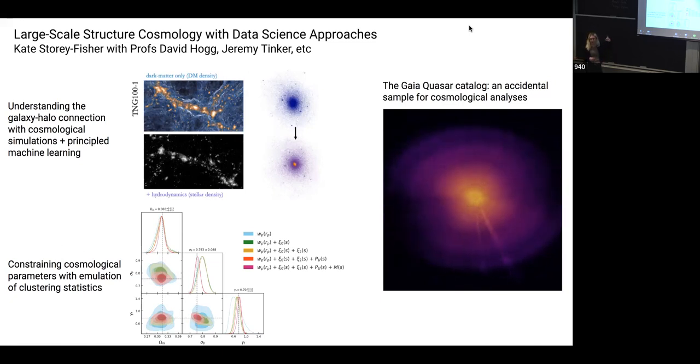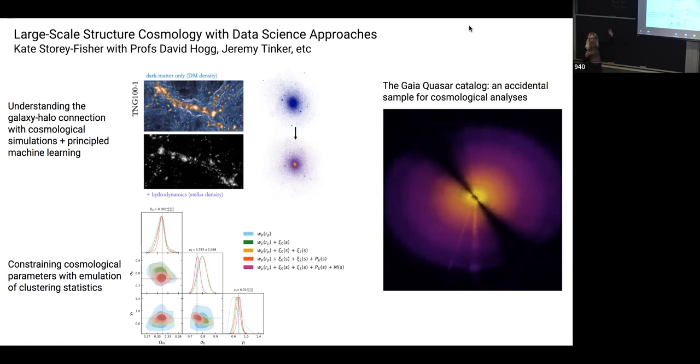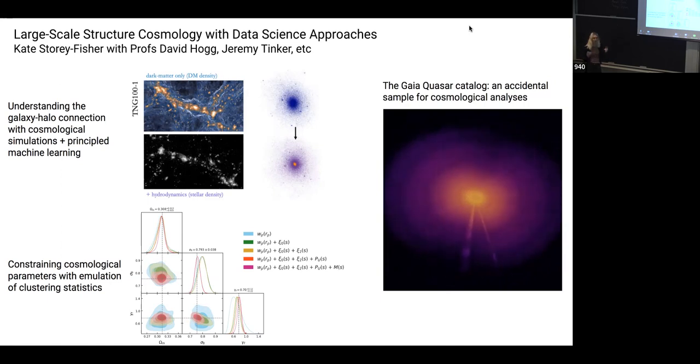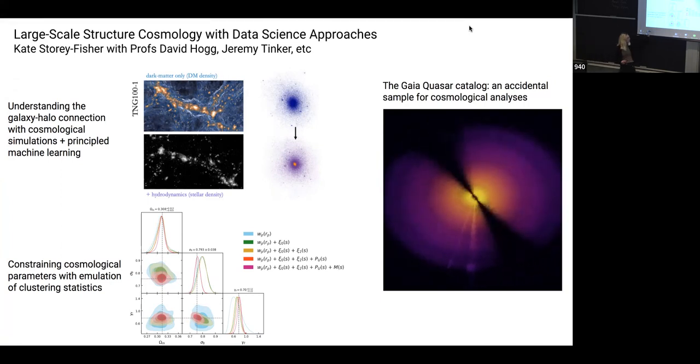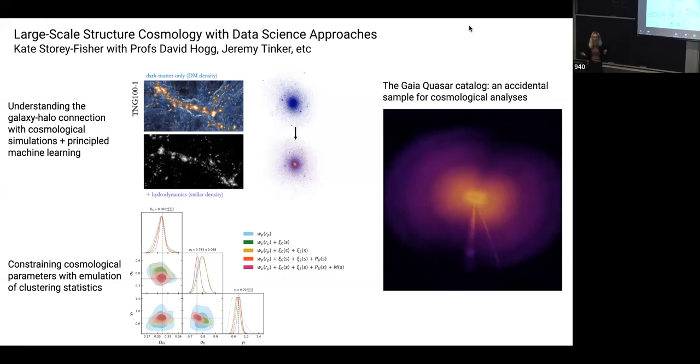One is connecting dark matter-only simulations to full hydrodynamic simulations of galaxy formation and trying to understand the galaxy-halo connection using machine learning tools that preserve physical symmetry, so trying to do physically motivated machine learning. Another is, this is a very exciting plot, but you'll see a lot of contour plots throughout your time here if you're going to be working on this kind of thing, is trying to constrain some parameters we're interested in, the sigma 8, omega m, etc., using machine learning techniques to get at nonlinear scales in simulations.